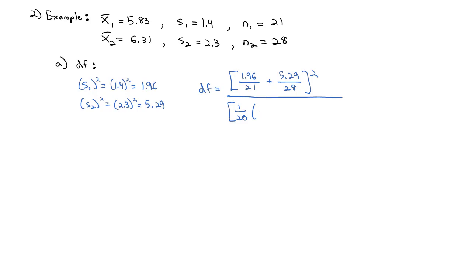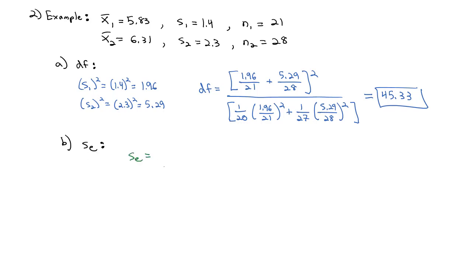times the first standard deviation squared, which is 1.96, divided by the sample size of 21, and that fraction is squared, plus 1 over 1 smaller than the second sample size, which is 27, times the second standard deviation squared, which is 5.29, divided by the sample size of 28 squared. Be very careful with parentheses as you type this in your calculator. When you do, you should end up with 45.33 degrees of freedom for this example.